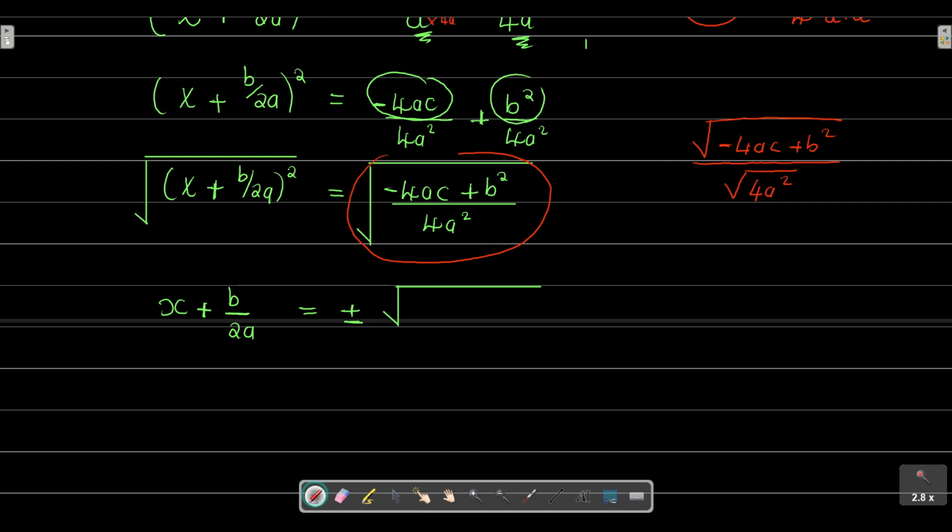So we are just going to have your negative 4ac plus, okay, b squared.